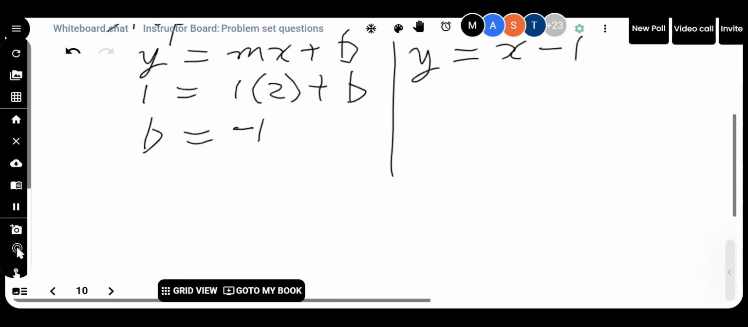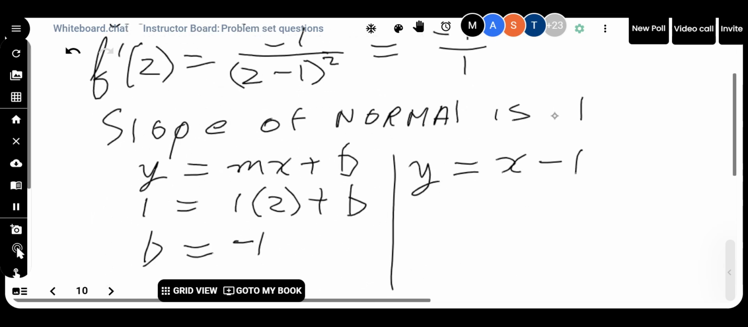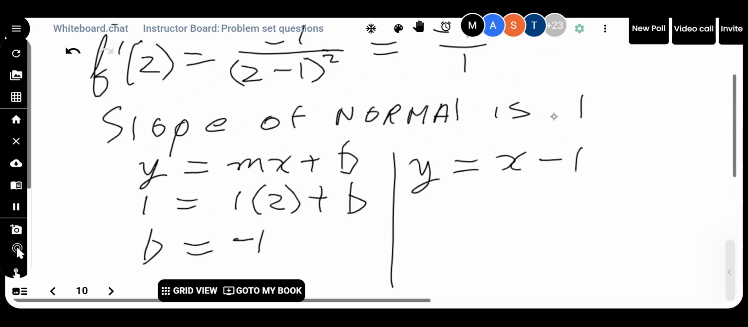Anybody give me some suggestions? I'm just throwing it out to the whole class. I have the equation of the normal. Where does this normal intersect with the graph? It intersects at one point already, which we already know, which is 2, 1. Where else does it intersect? Can anybody help me with that? Where else does it intersect with this function, I should say?